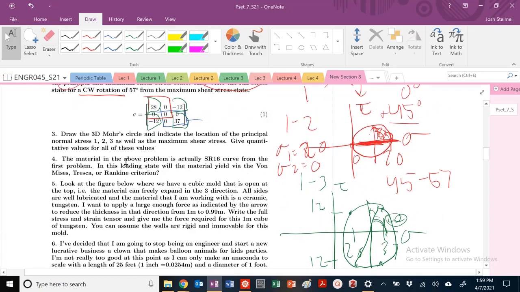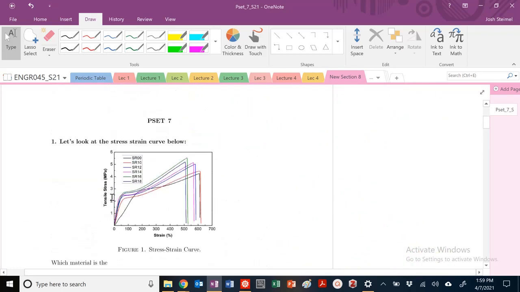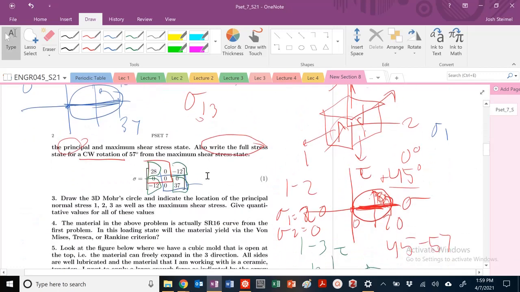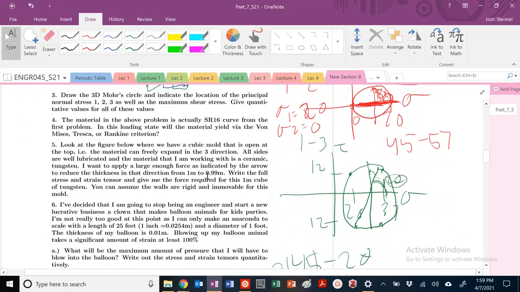The next question asks us, the material above is actually SR16, and we're looking at SR16 to see when it yields. If I look at the yield point right here, it's probably about 2.5 MPa is my yielding, sigma y. So my yield strength is approximately 2.5 megapascals. And then we need to figure out, is it going to yield via von Mises, Tresca, or Rankine criteria?